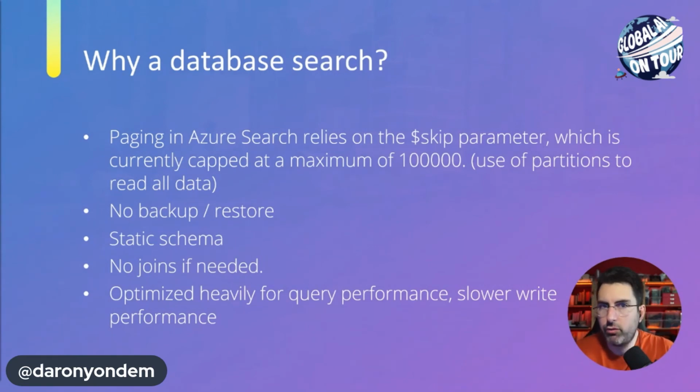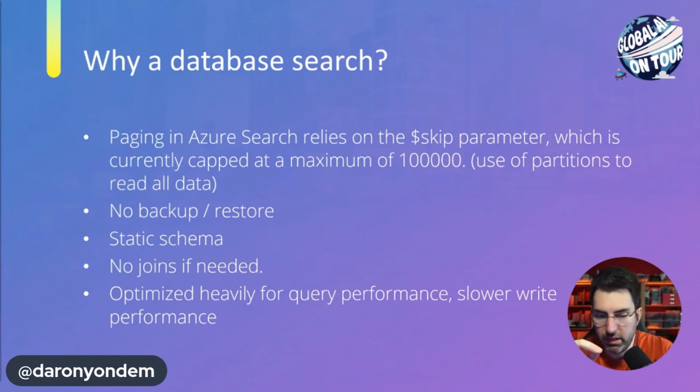Because let's read the slide's first bullet item. Paging in Azure Search relies on the skip parameter. So in order to take records 10 by 10 or 1000 by 1000 or whatever, I don't remember the upper limit for that, but there is an upper limit for the page size. The way you do it, you skip. You skip 10 records, you skip 20 records, and that parameter is capped at 100,000.